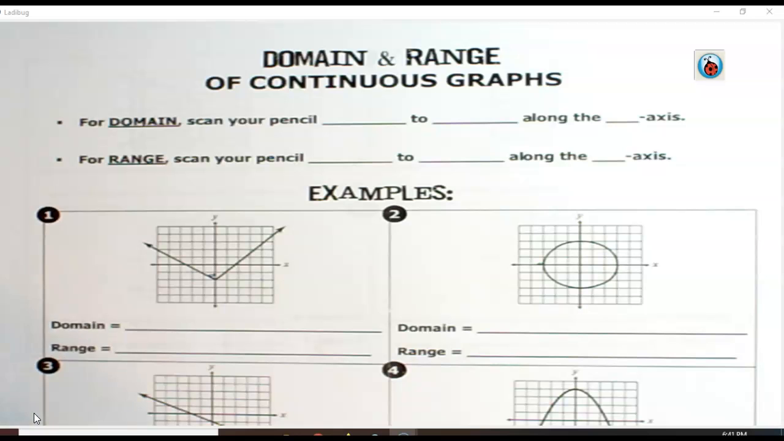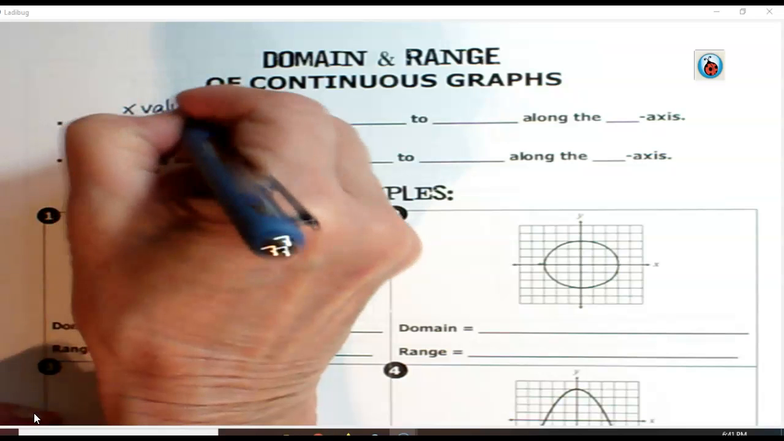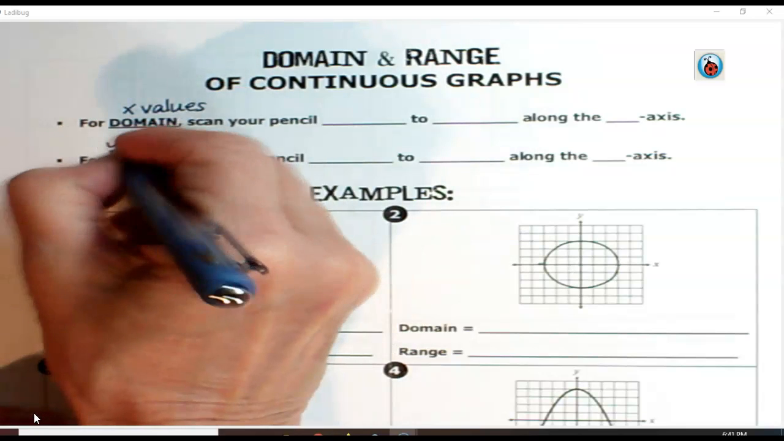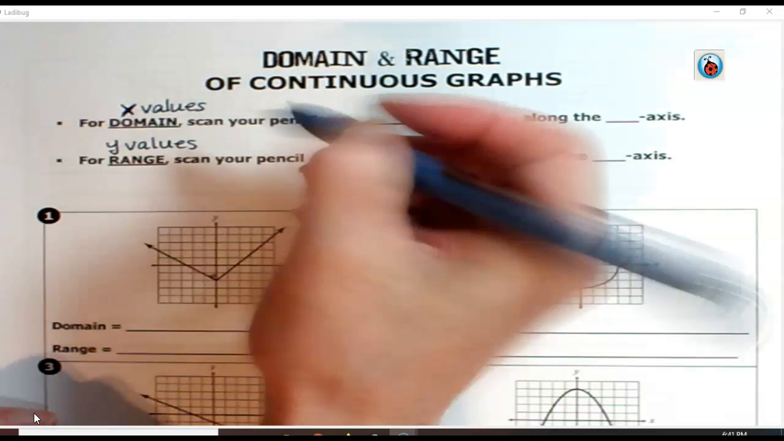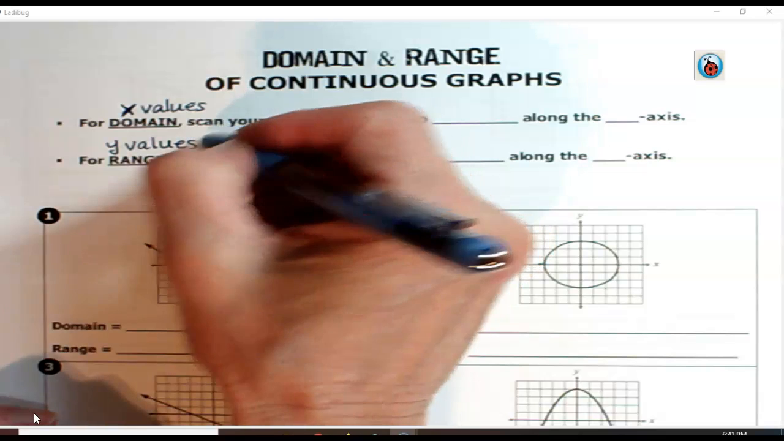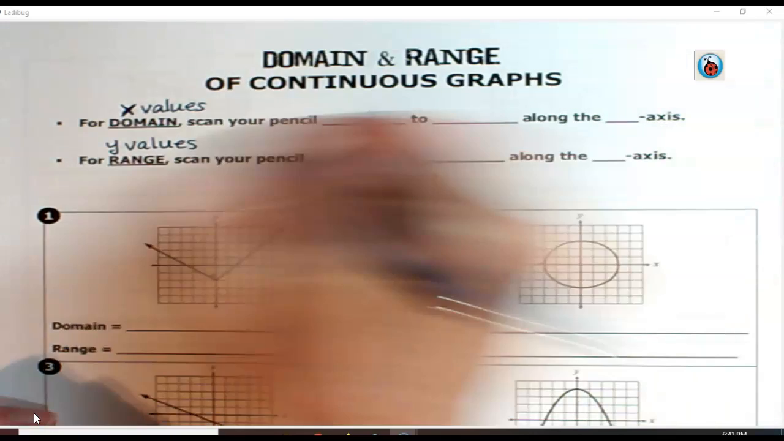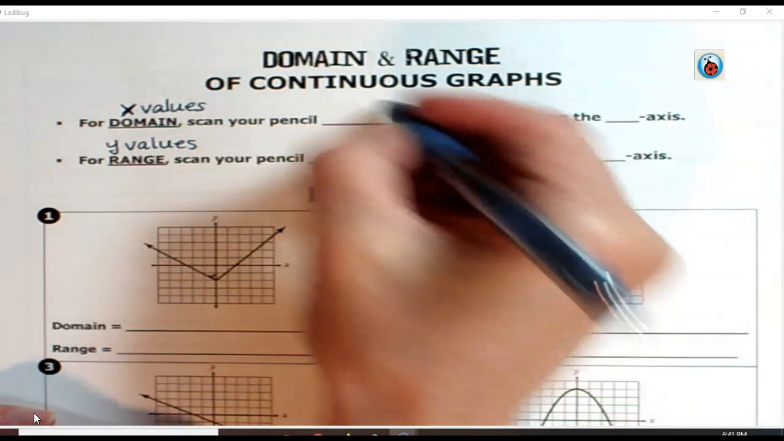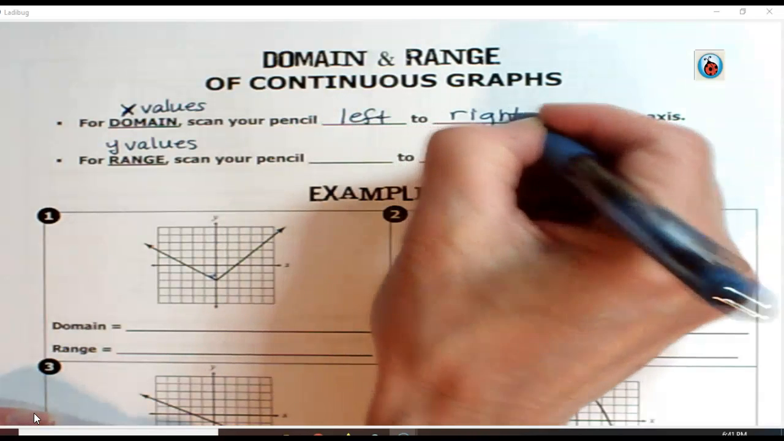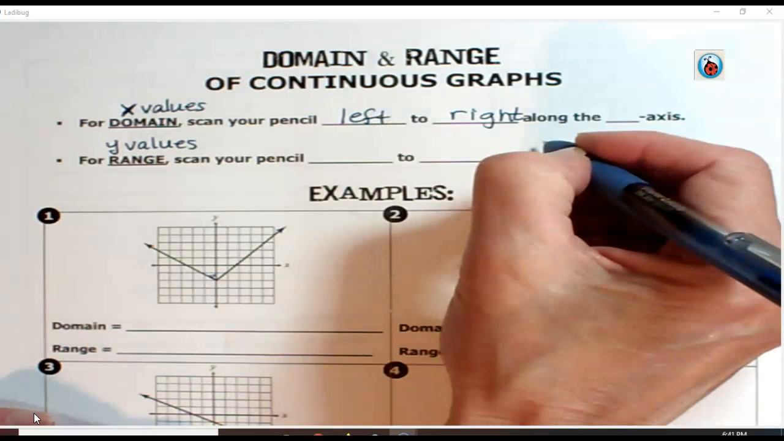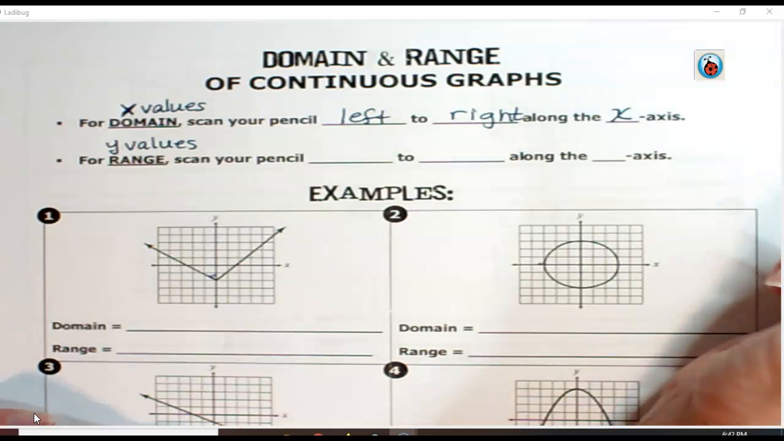Okay, so first, what are domain and range? Well, domain is your x values, and range is your y values. So when you're referring to the domain, you want to make sure that there's an x variable in your answer. When you're referring to range, you want to make sure there's a y variable. Okay, so which way do your x values go? They go from left to right. Your lowest numbers are going to be on the left, and then as you move to the right, they get bigger. And this is going to be along the x-axis.